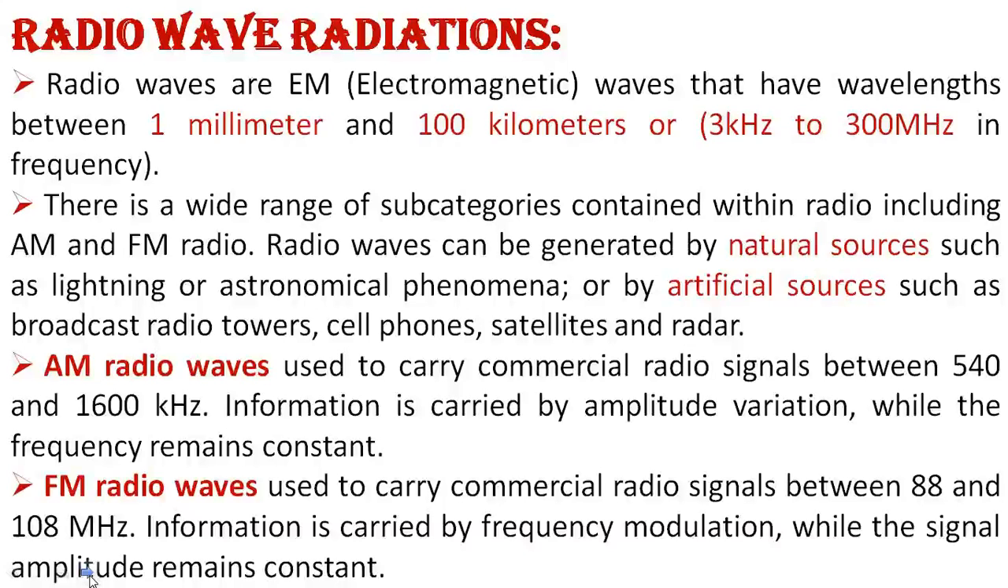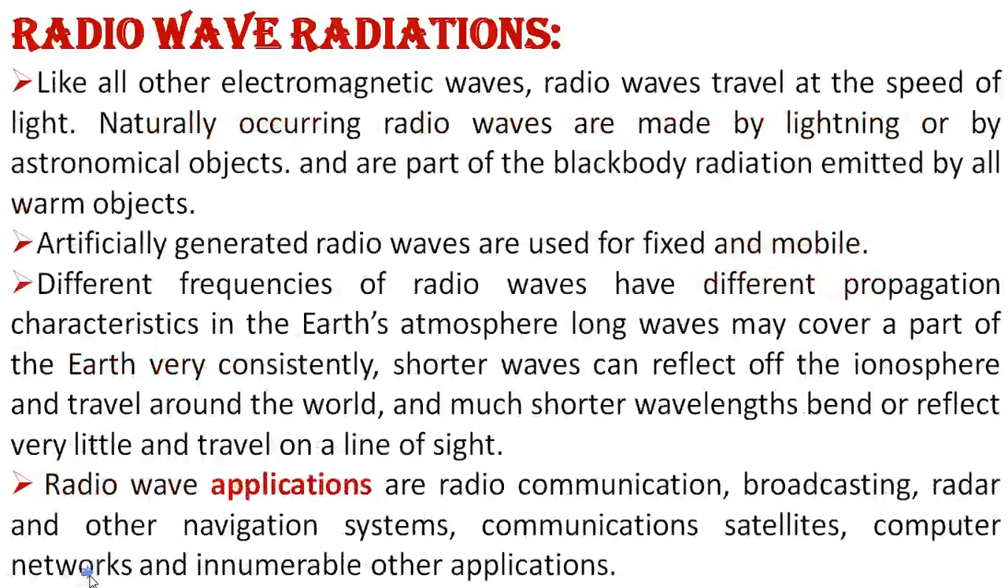The second one is FM radio waves. They are used to carry commercial radio signals between 88 and 108 megahertz. The information is carried by frequency modulation while the signal amplitude remains constant. So there is a difference: with AM, there is amplitude modulation and the frequency is constant, and with FM radio waves, there is frequency modulation and the amplitude remains constant.